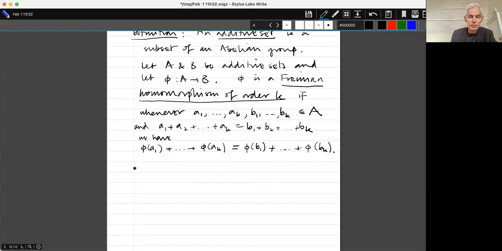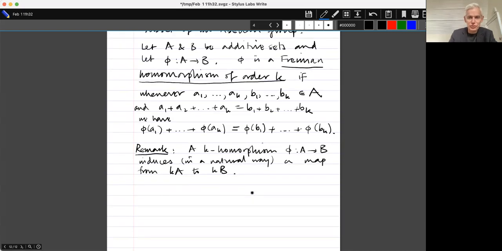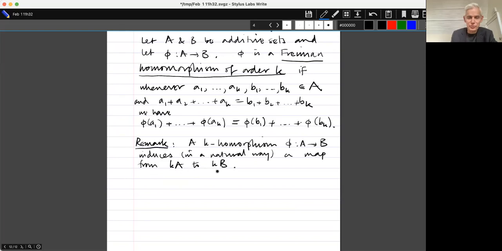I want to make a small, but rather important remark. I don't think it's quite enough to call it a lemma, because the proof is too easy. A k-homomorphism, which is my shorthand for a Freiman homomorphism, phi from A to B, induces in a natural way, sorry, not a k-homomorphism, a map from kA to kB. I could leave this as an exercise. You'd soon see that there's only one sensible map to write down, but let's just do it.